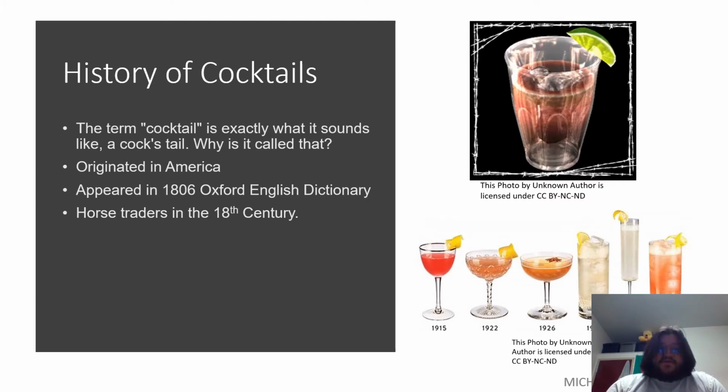The word cocktail also appeared in the 1806 Oxford Dictionary, which lends to Michael Feischley's theory that it originated with horse traders in the 18th century. At the end of the sale day, these horse traders would have some leftover alcohol in the bottom of each barrel. They used to mix all the barrels together so it would fill up one whole barrel, creating a mixture of all these different alcohols. They would mix it together with their horse's tail, and so cocktail was derived from horsetail.